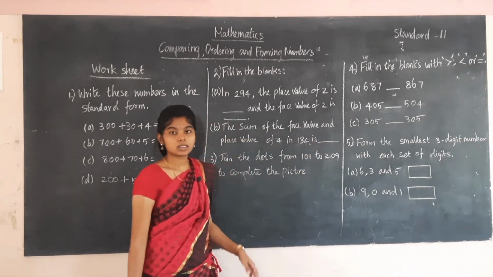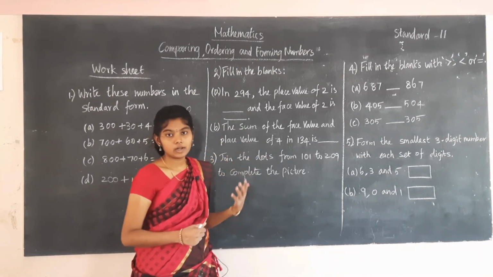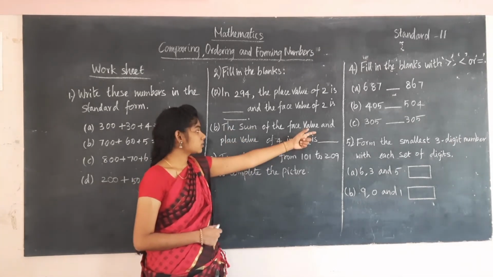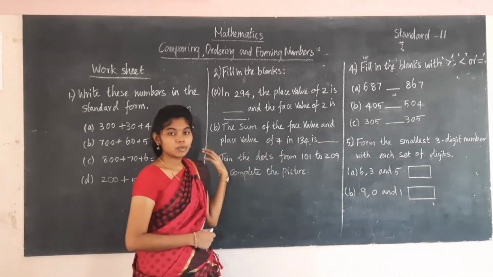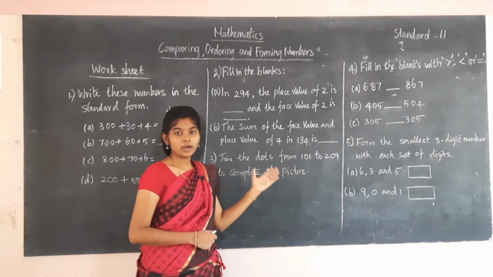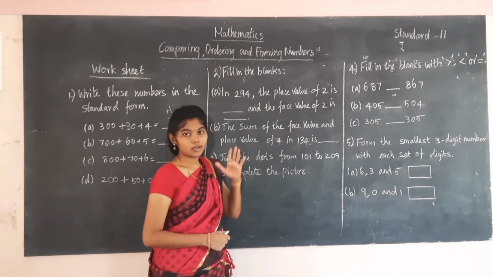So what they have asked, here they didn't ask for face value. They didn't ask us to mention the face value and the place value. They asked us to find the sum of the face value and the place value. What does sum mean? Addition. So here you are going to add face value and the place value. First, for that we have to find the place value and the face value.